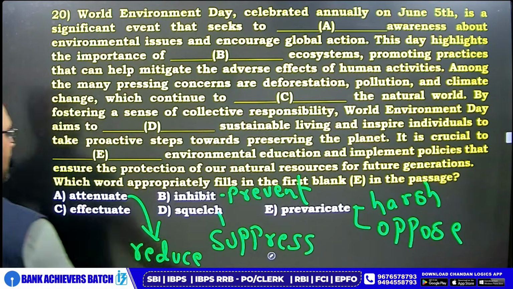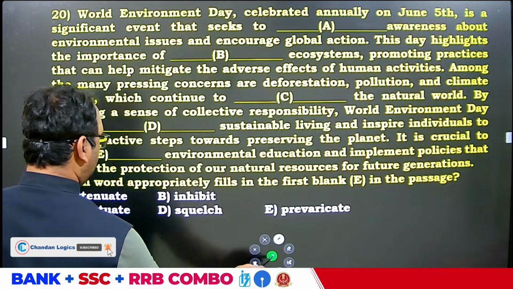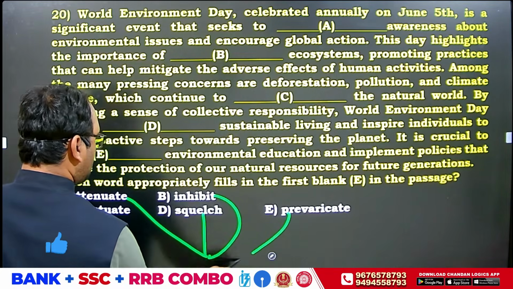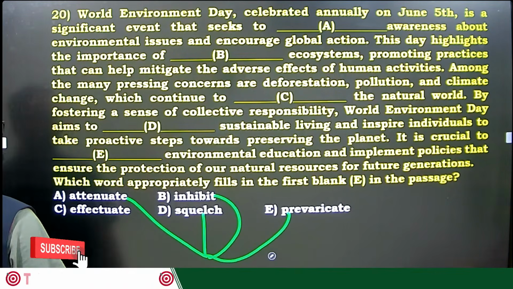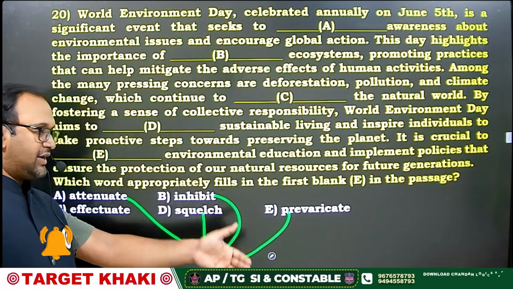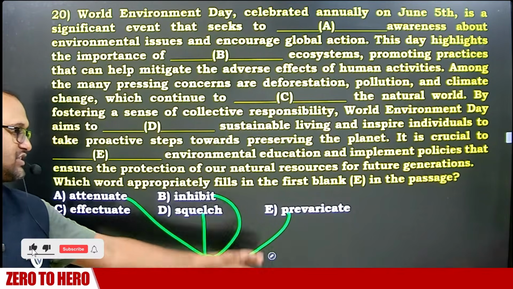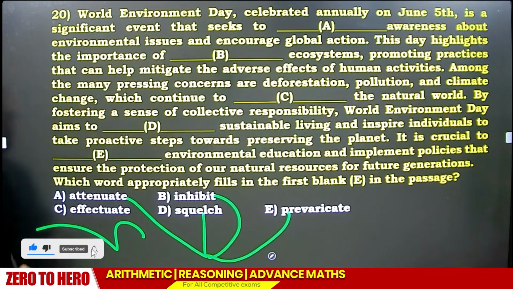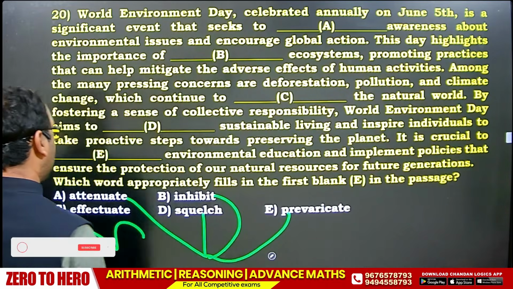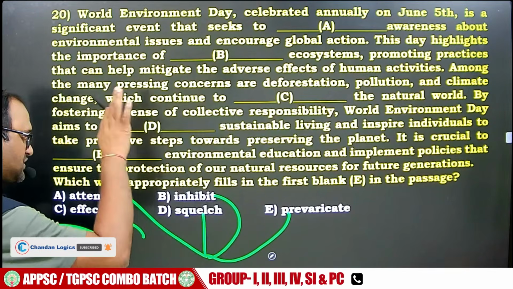In one way I can say attenuate, squelch, inhibit, prevaricate are all negative words. The meaning is also very close: reduce the importance of something. Only this is a positive word, effectuate, which means produce something. In a simpler way, effectuate is produce, remaining options are kill.